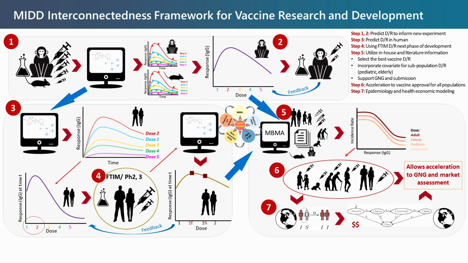In Step 5, public, non-clinical and clinical information of other vaccines in different populations, including animals, pediatric, elderly, and other vulnerable populations, are used to build a database. MBMA uses this data with the data for the investigational vaccines to predict the relationship of immune response and outcome, to inform dose selection and various populations, and allow early head-to-head comparison. And in Step 6, this allows acceleration for go, no-go, and subsequently approval.